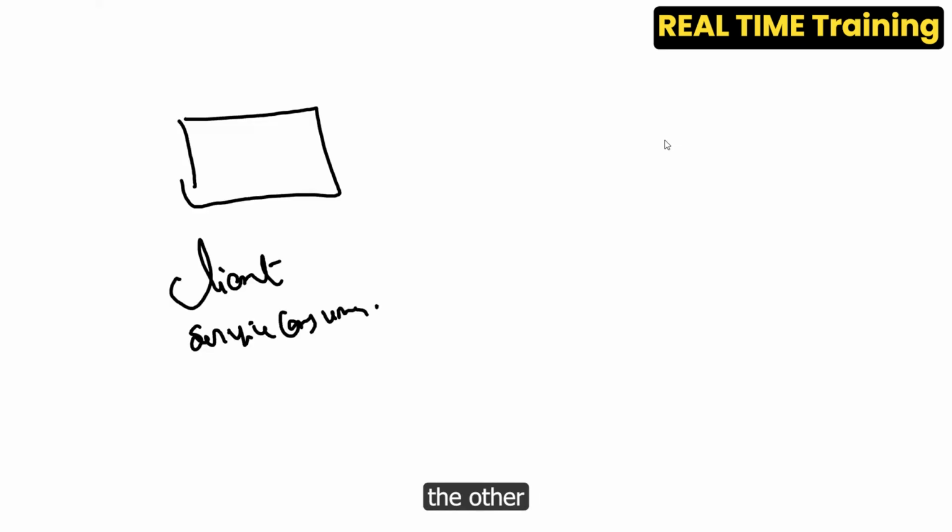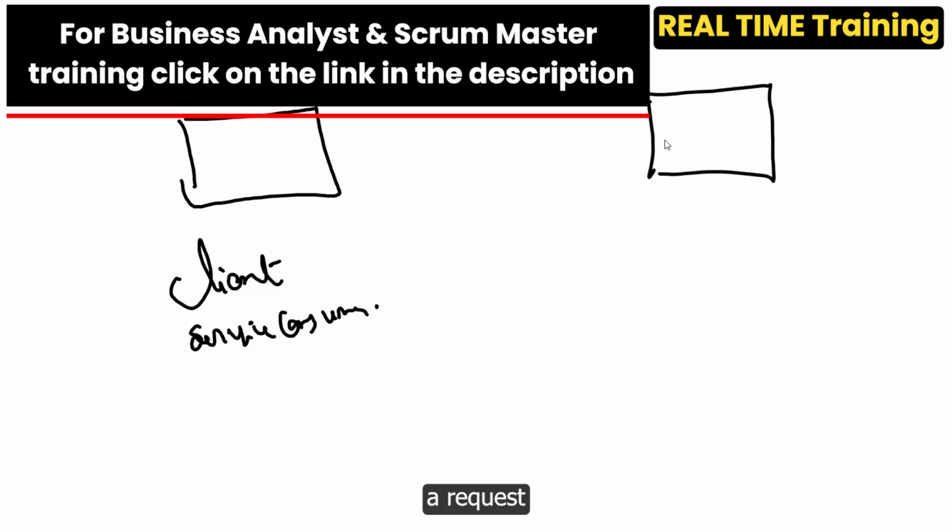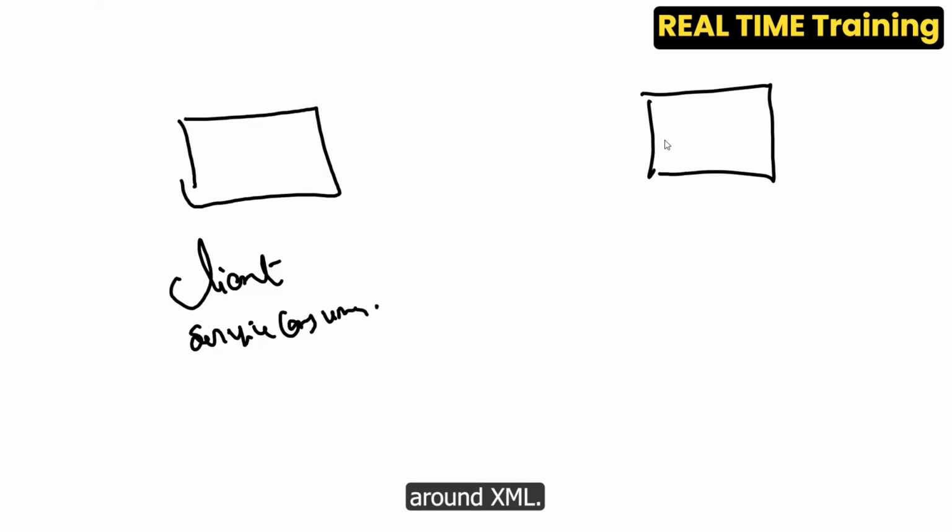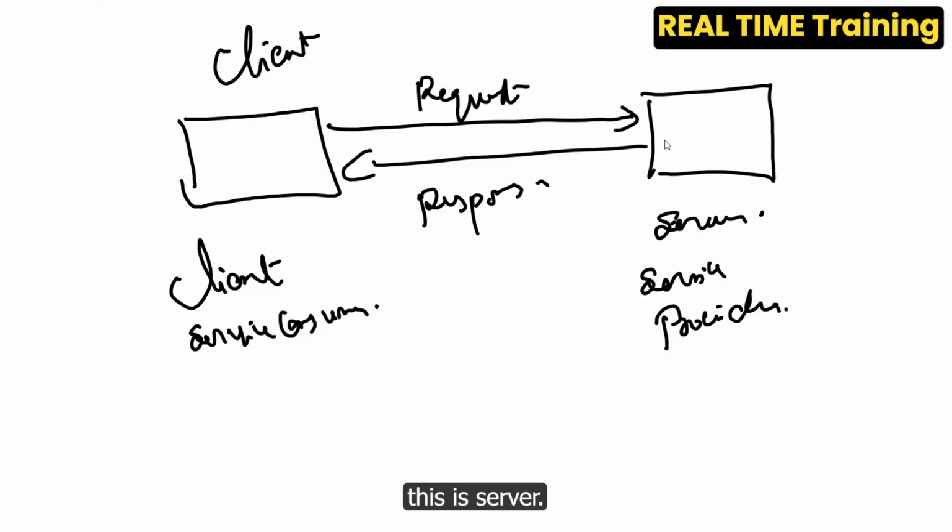So, web services. When it comes to two applications talking through a web service, there is going to be a client, which is the service consumer, and then the other application will be the server, which is the service provider. Then there is going to be a request, which will be wrapped around XML. There is going to be a response, which is wrapped around XML. So this is client, this is server. Whoever is asking for the information is client, whoever is giving the information is server.